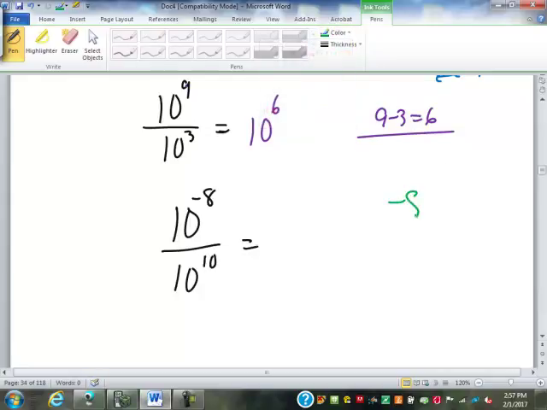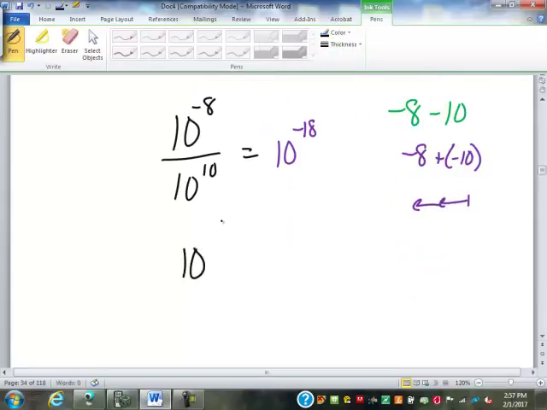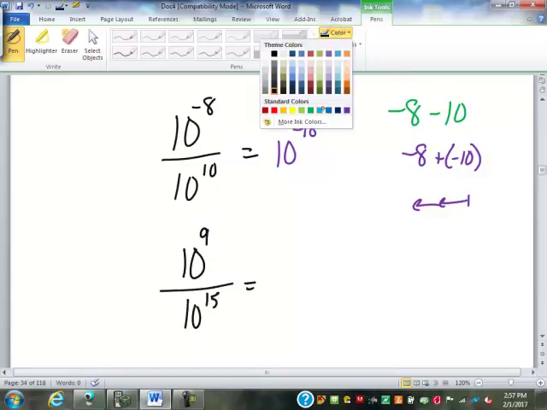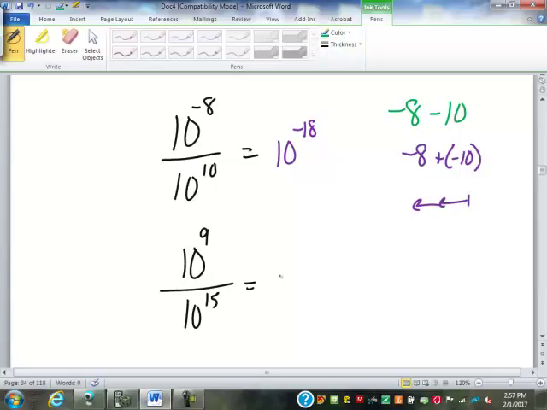I have negative 8 minus 10, which is a negative 8 plus a negative 10. So negative 8, negative 10 makes negative 18. Very good. How about 10 to the 9th divided by 10 to the 15th? Perfect. 9 minus 15 is negative 6. So 10 to the negative 6.